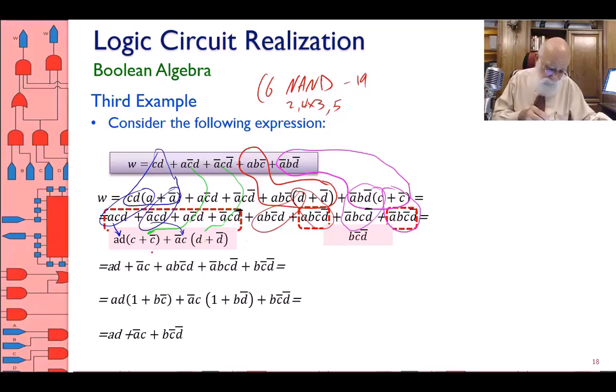So let's go one step further. C or C bar is gone, so this becomes AD. D or D bar is gone, so this becomes A bar C. So the first half of the expression really reduces to AD or A bar C. Now let's look at the second half of the expression.